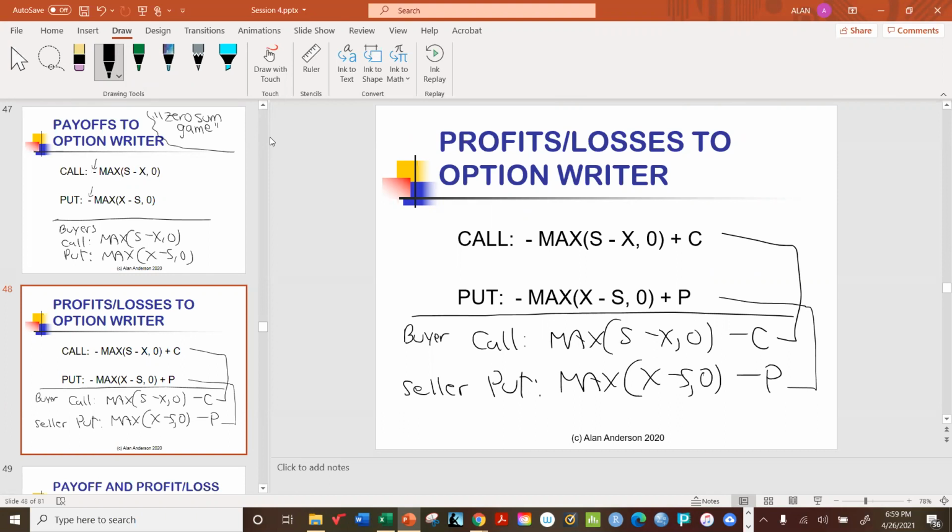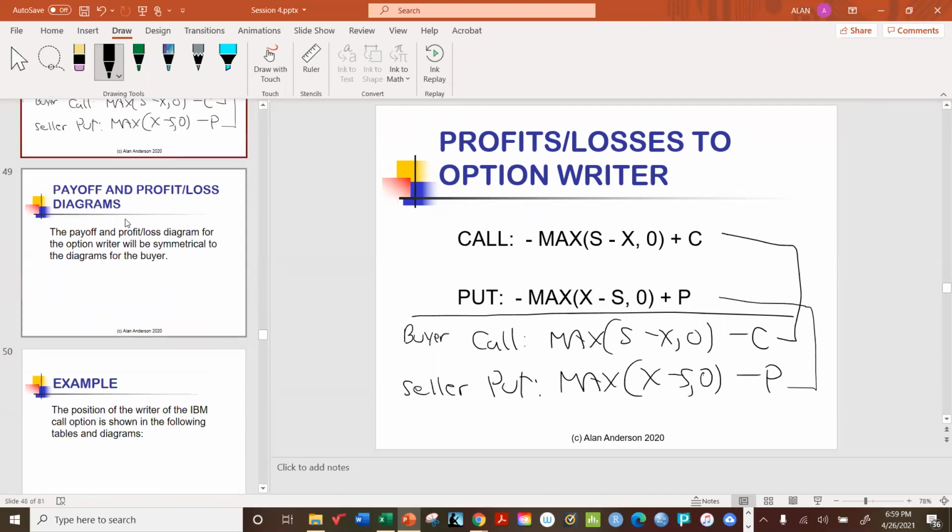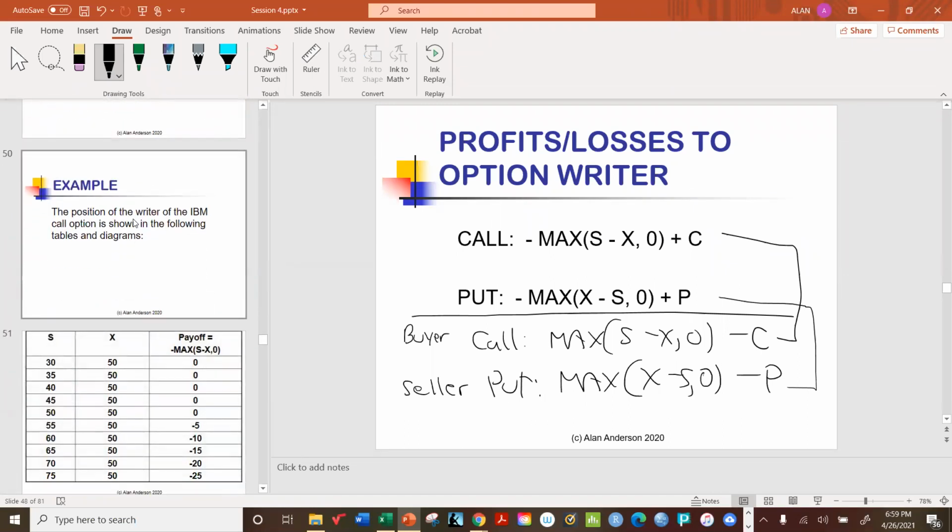Now, the interesting question is, what does this do to the graphs? Good question. Let's see what we can do here. So we're going to go back and revisit the IBM call. Remember, the price was $3. So we'll start by calculating the payoffs.